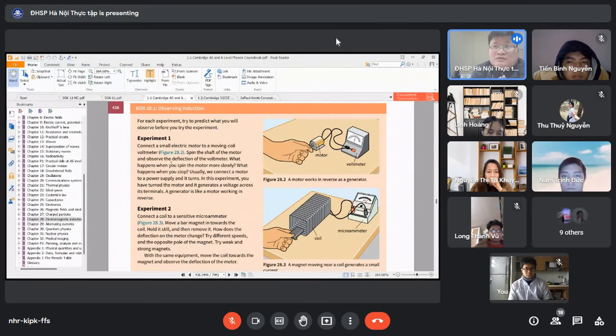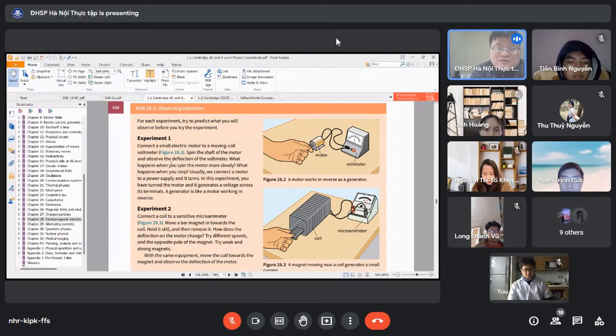The second thing, at grade 9, we only consider the current, because we observe the current through the light bulb, through the ammeters. And going further at grade 11, we see more of the reason behind the appearance of the induced current. What caused the induced currents? In this case, the EMF, electromotive force.